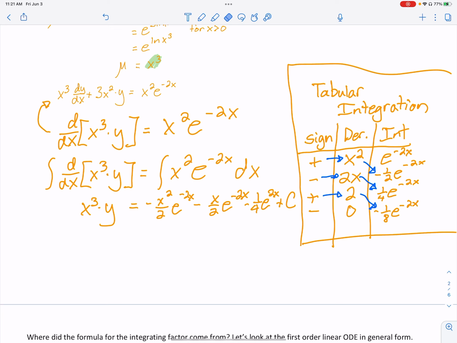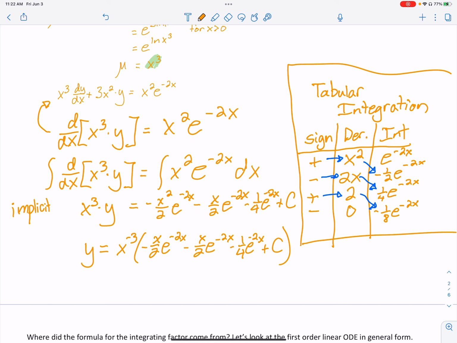This is our implicit solution. To get explicit, I multiply x to the negative 3, and I'm just going to literally put it on the outside and leave it alone. Why not, right? We want to do the least amount of work possible, and in that case, we could even pull out that negative 2x if we wanted to. There we go. This is our explicit solution.